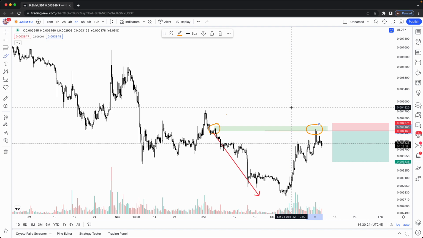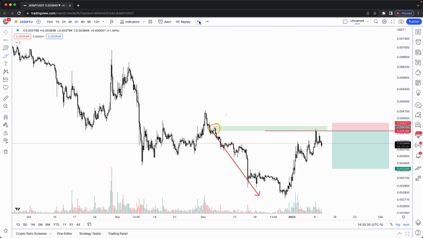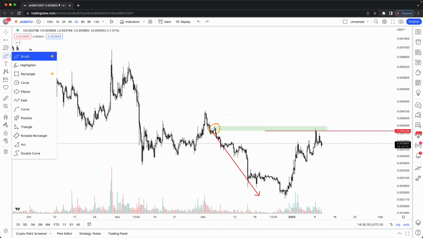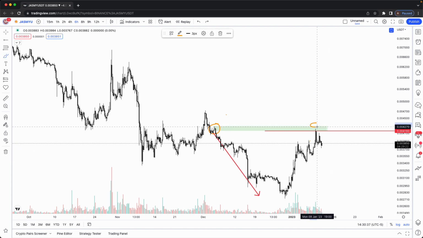Now, it does not mean that the order block will not be mitigated or invalidated. There could be a possibility that the price goes into the order block, wicks out here, and then comes back down. So that is perfectly fine. That's why we set our stop loss a bit higher.